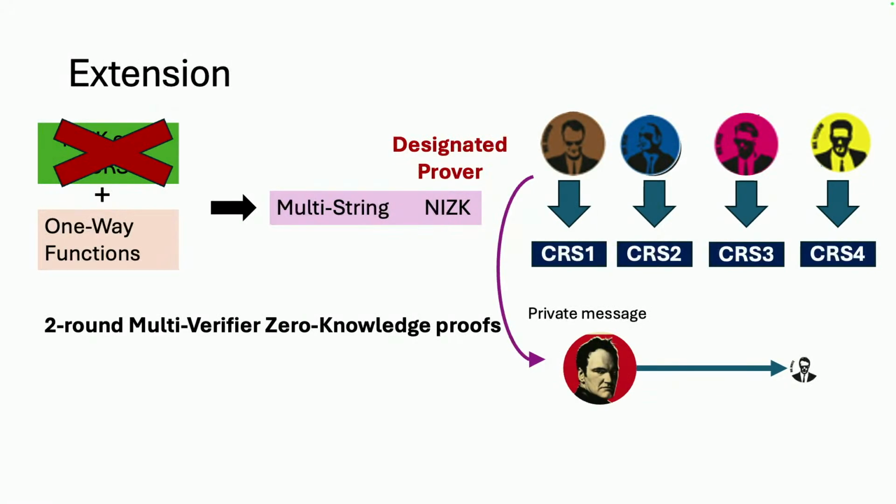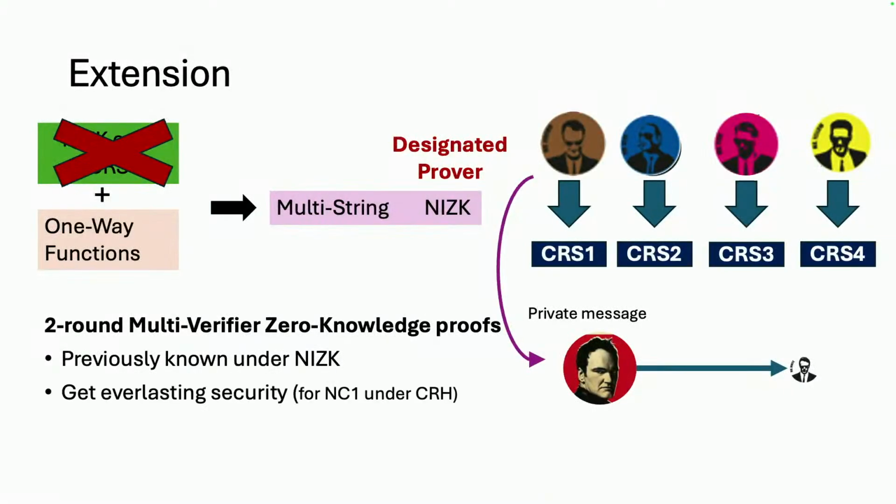In the second round, this guy broadcasts the proof. And it has even additional features, like external observers can also be convinced that this thing works. So this is nice. And previously, we only knew how to achieve this under the assumption that you have NISC. And we can also get here, again, additional features like what people call everlasting security and so on.